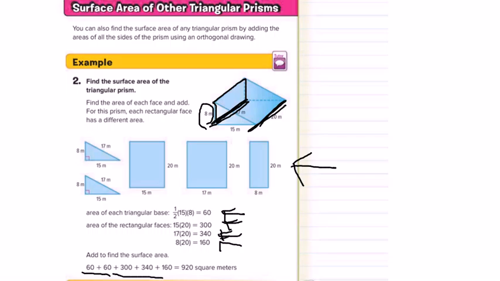So then you'll add those to the area of your triangles, and you would get a total of 920 square meters. Try the got it problem below to check your understanding.